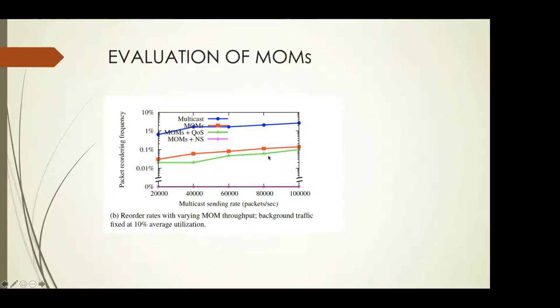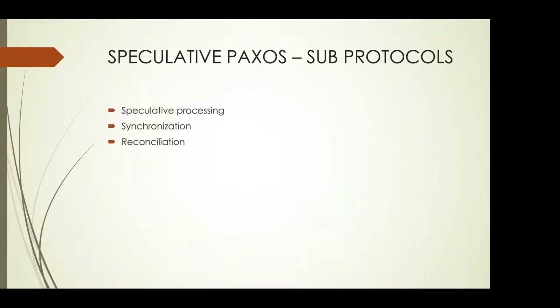Okay. So now we come to Spec Paxos, Speculative Paxos. Speculative Paxos takes advantage of the infrastructure of the data center, and it is divided into three sub protocols. First is speculative processing, second is synchronization, and third is reconciliation. So, just some overview: the client sends the request to all the replicas, and those are executed.